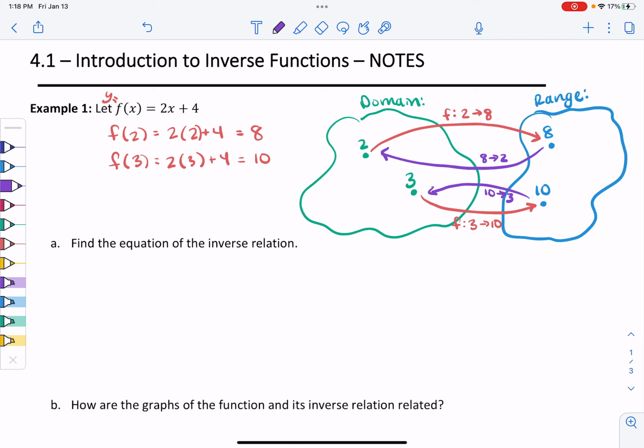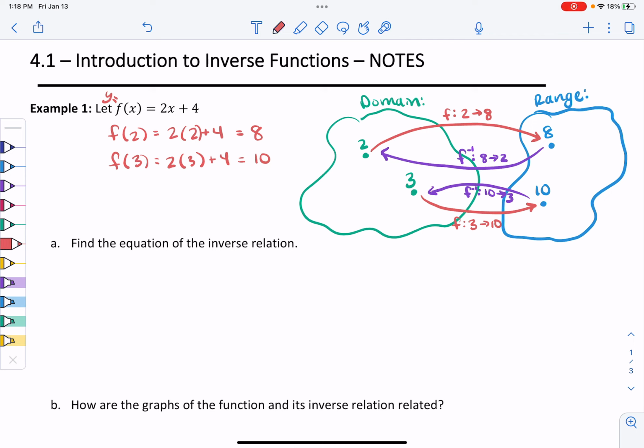What we call this is an inverse function. An inverse function is not the opposite. It is not the reciprocal of anything. We are just mapping back from our range to our domain. That's our inverse function, and we notate that with f to the negative 1. So let's look at how we would find the equation of the inverse function.